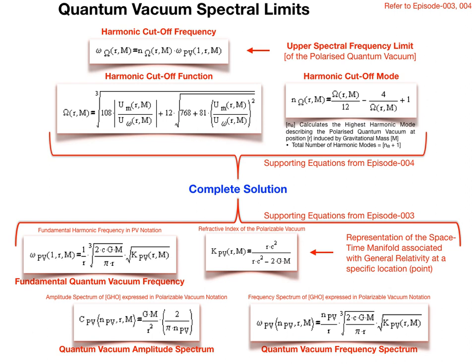We now have the ability to completely define all relevant and important aspects of the polarized form of the quantum vacuum, at position r, induced by gravitational mass m. Okay, let's now pull everything together. So, what does the final solution look like? The term we give to it is quantum integrated general relativity.